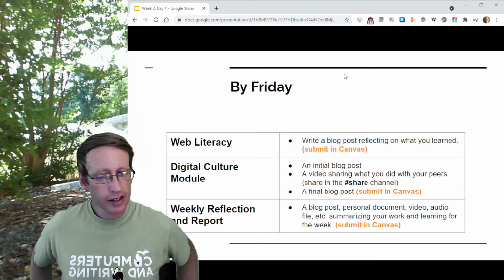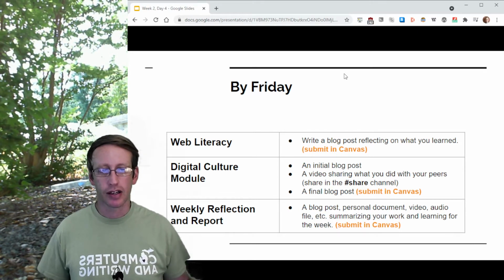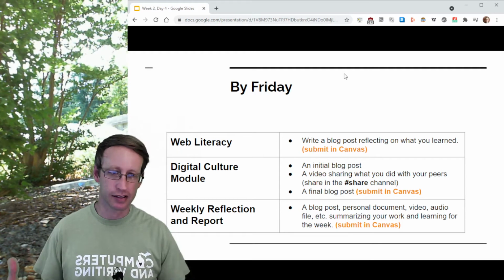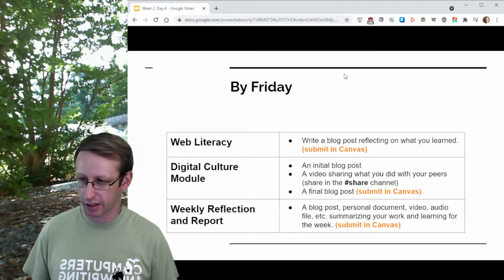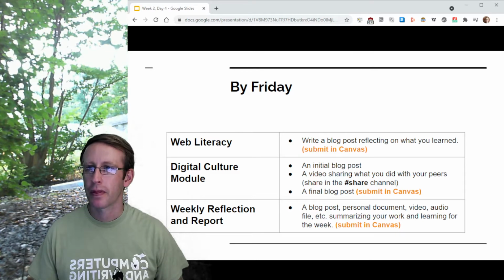Okay, and then finally, this is the weekly reflection and report, and this is just the standard thing that's due every week. And you'll notice it's kind of similar to these other things, except you're reflecting on the whole week as a thing, right? And I have some advice about what things to include in all of these different reflections that I'll get to at the end of a few thoughts here. Okay, so this is some things to think about.